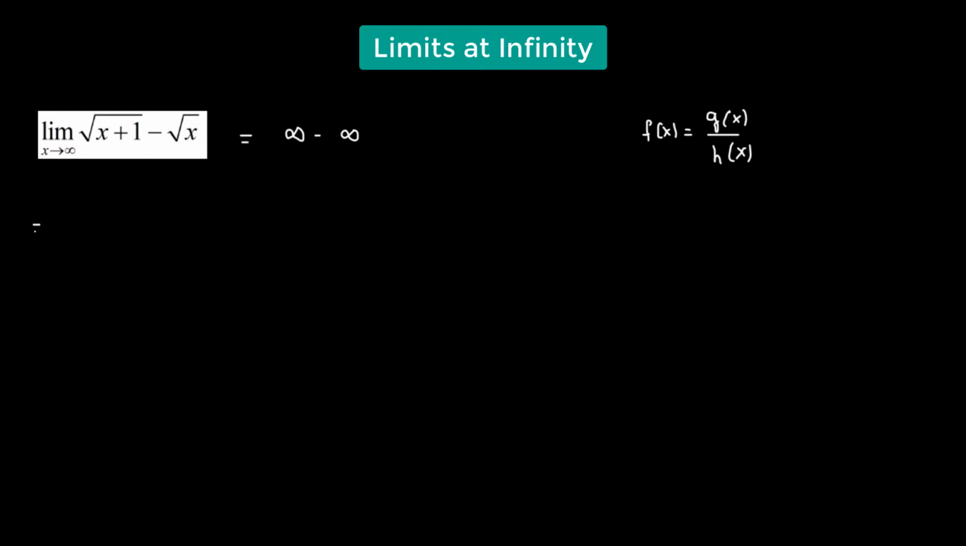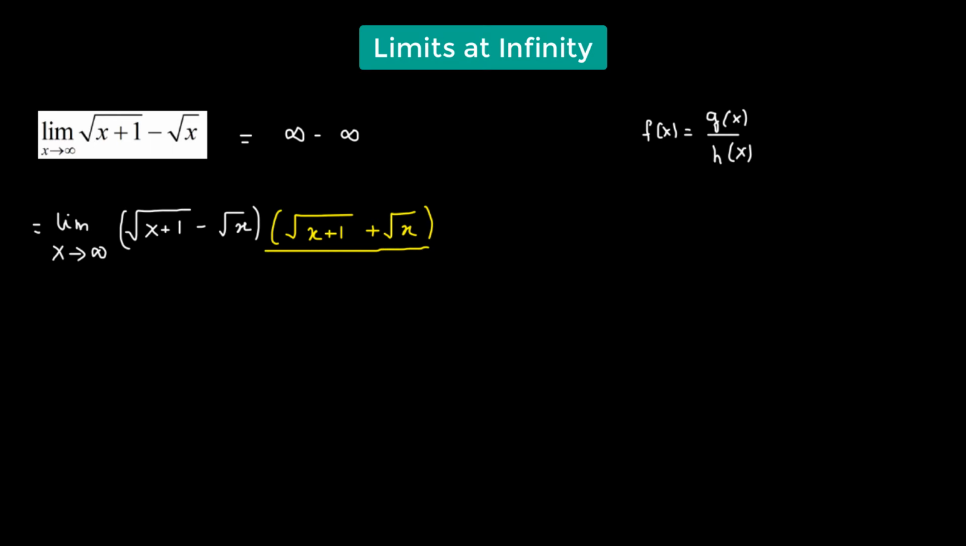given function. So that will be the limit as x approaches infinity of the square root of x plus 1 minus the square root of x. The conjugate of this particular function will be the square root of x plus 1 plus the square root of x. So we have to multiply the denominator by it as well. So we have the square root of x plus 1 plus the square root of x in the denominator.